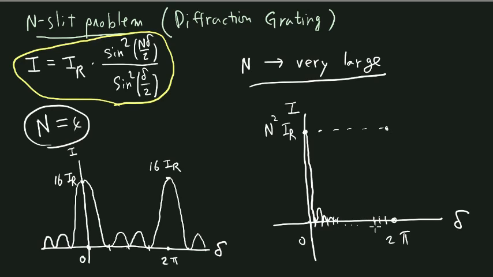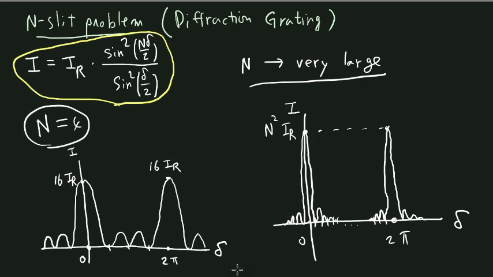And basically what happens is that when delta is appreciably different from 0 or 2 pi, the principal maximum position, the intensity here becomes completely negligible in the limit of large n. So that's what happens here. Oh my gosh, my drawing skill is really challenged here. So that's what happens in the limit of large n.